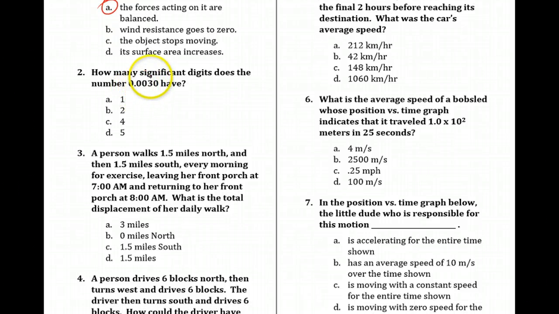Number two, significant digits. These are leading zeros. This is a trailing zero. So we look for a decimal. There's a decimal there. So we've got 1, 2. So the answer is B.